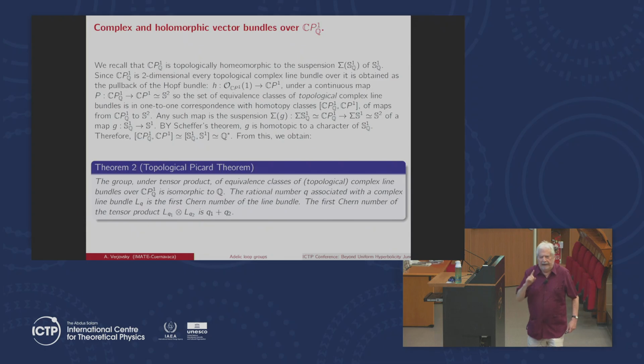You know, holomorphic line bundles over the projective line are classified by an integer, which is called the Chern number. Well, here, holomorphic line bundles of the Adelic projective line are classified by one rational number. It's exactly the same theorem.